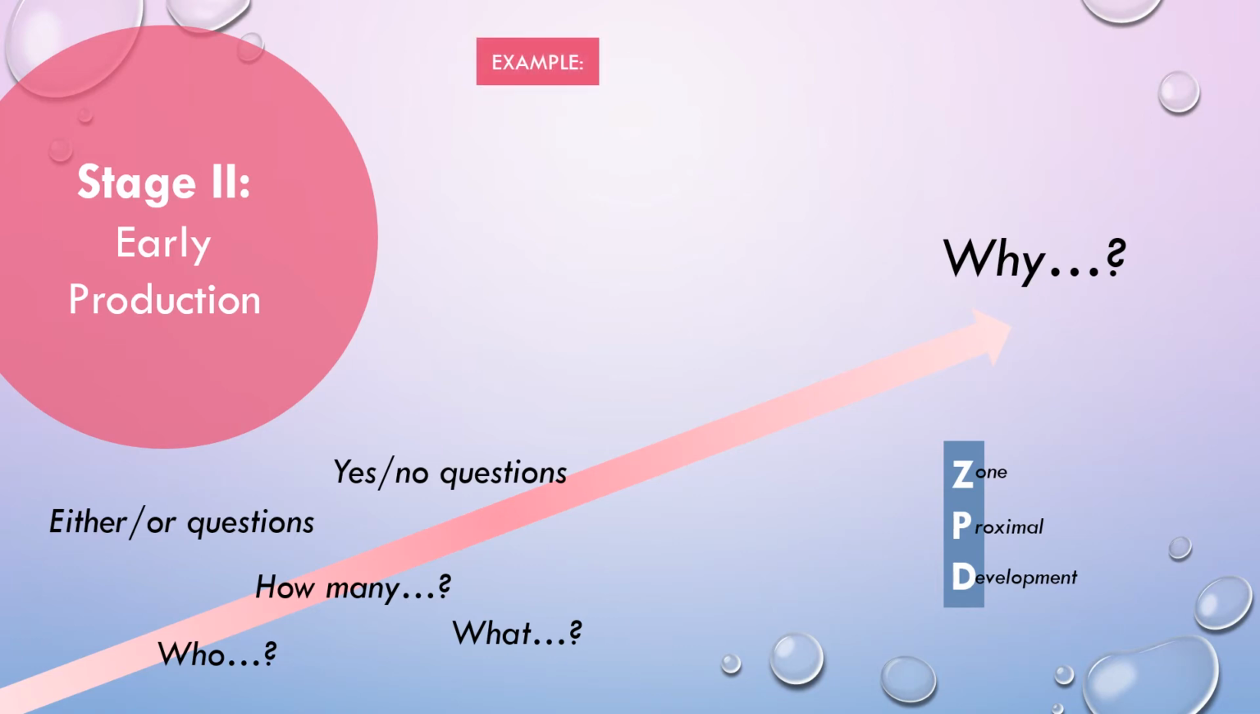Here's an example. Do you have a favorite movie? Then you can ask a question from the next tier. Why is that your favorite movie?